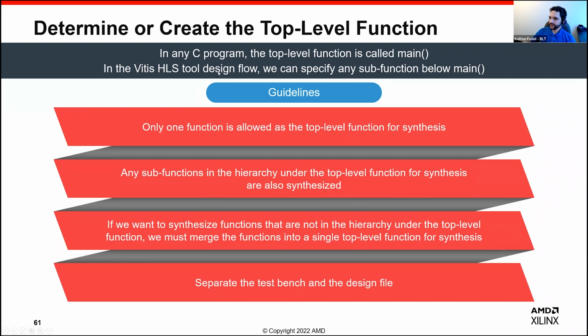Once your code's written, then you'll determine or create your top level function. So in C programs, your top level function is usually called main. In Vitis HLS, you can actually select any subfunction to be your top level function. And that's just telling the tool what function you want to synthesize. And that's important because those input and output arguments for that top level function are going to get turned into the input output ports of the resulting IP core that gets created.